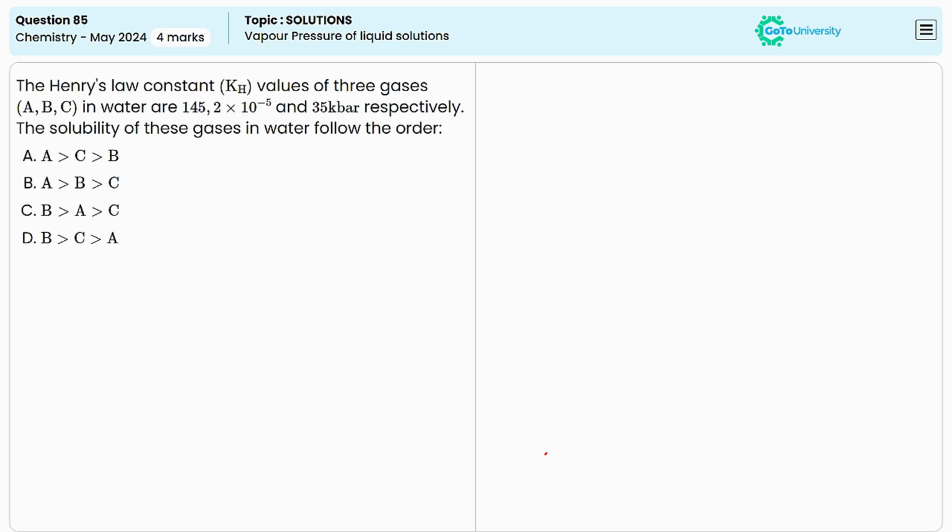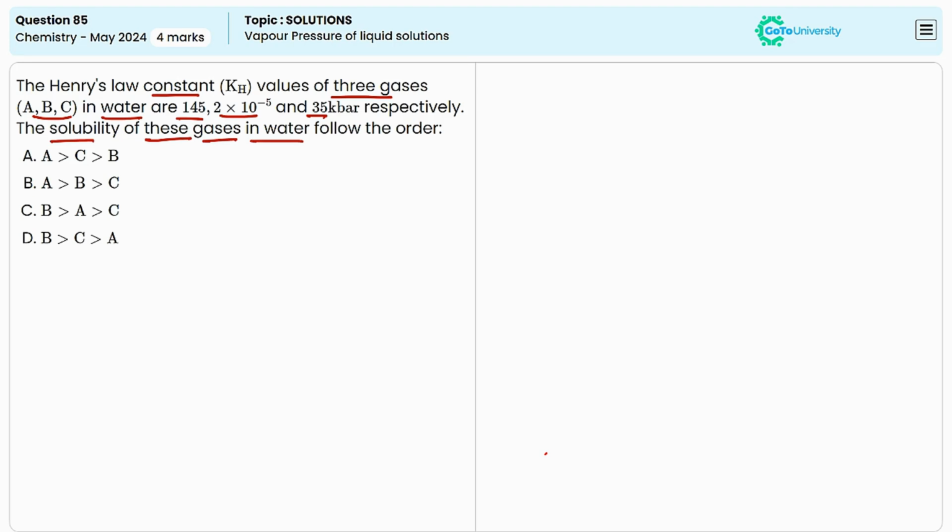In this question, the Henry's constant values for three different gases A, B, C in water are given, that is 145, 2 into 10 raised to minus 5 and 35 kilobar respectively. We have to find out the correct order of solubility of these gases in water.